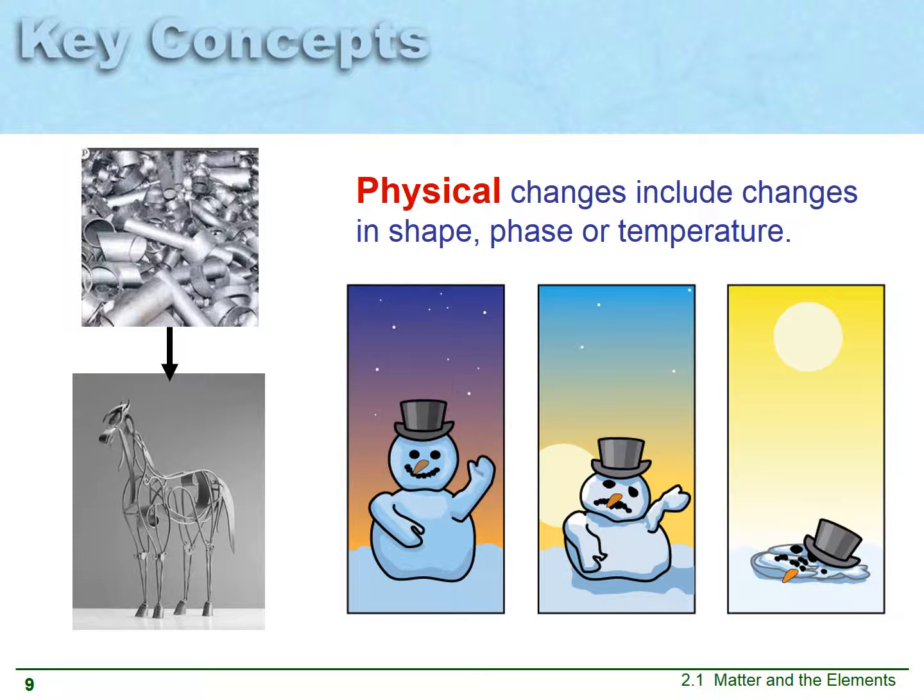Related to physical properties is physical changes. These are also observable changes, including changes in shape, phase, or temperature. For example, here we see metal in one form, then arranged into a horse shape. This is a physical change because it's changed shape, but it's still a metal. The snowman melts, which is also a physical change. In both cases, the change involved does not change what the substance is made of.